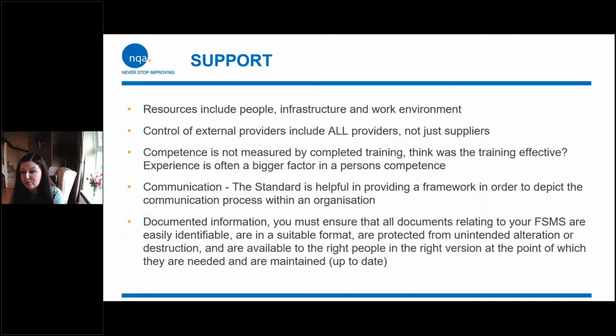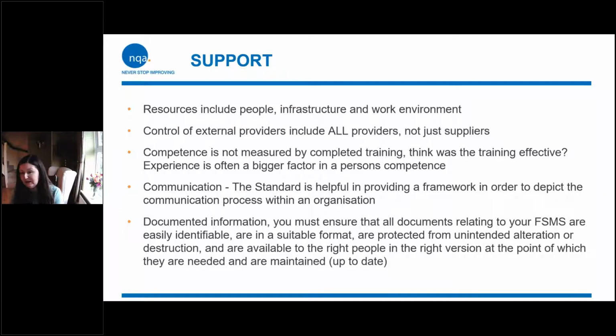Then we move on to support. So what resources do we need to consider in our food safety management system? So resources are not just raw materials or equipment that you need. Resources include people, they include your infrastructure and your environment. Within support, we also need to control our external providers, and our external providers could be pest control contractors, they could be the people that service our forklift trucks. So think wider than just an external provider being a supplier.